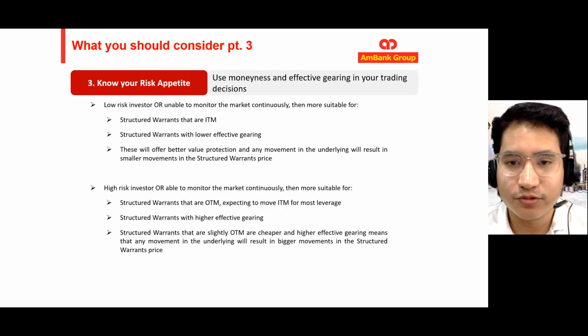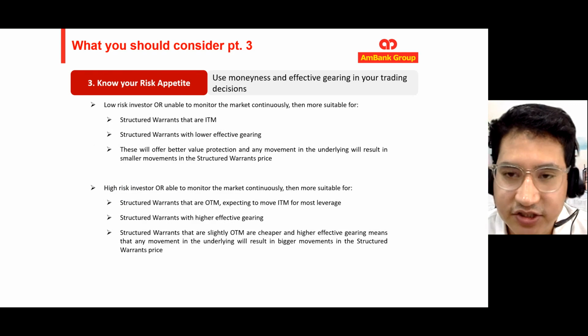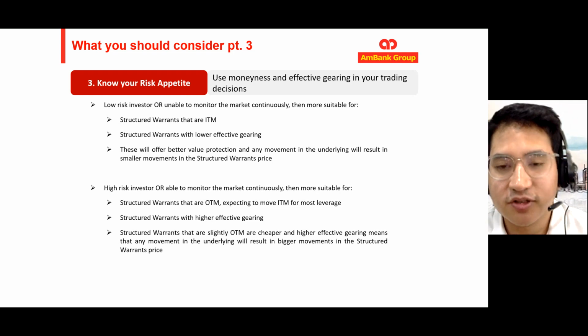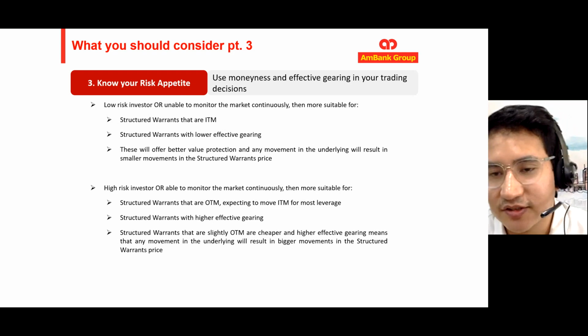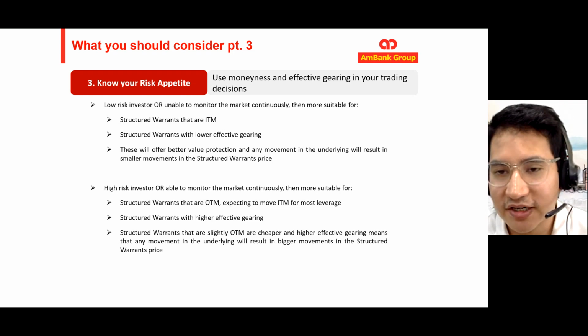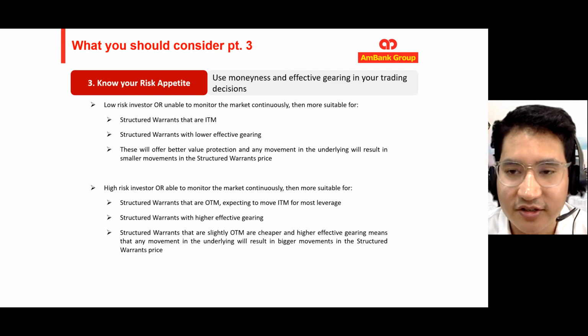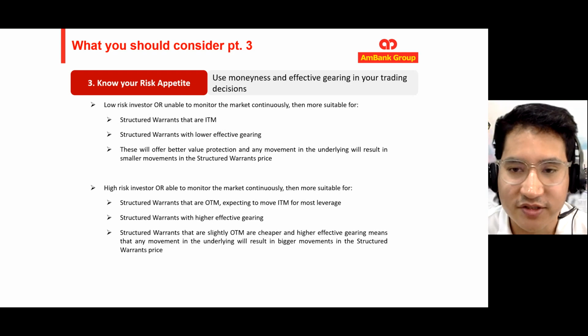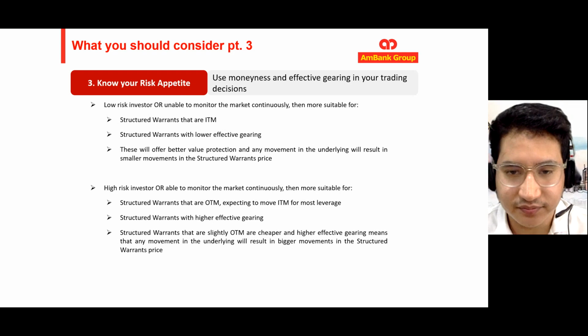And the last one is to know your risk appetite. So like I said just now, the moneyness and the effective gearing, use that in your trading decisions. For example, not really a rule, I would say: low risk investors, or if you're unable to monitor the market continuously, then it's more suitable for you to buy structured warrants that are in the money for value protection and have lower effective gearing, because these two will mean that any movement in the underlying will result in smaller movements in the structured warrant price.